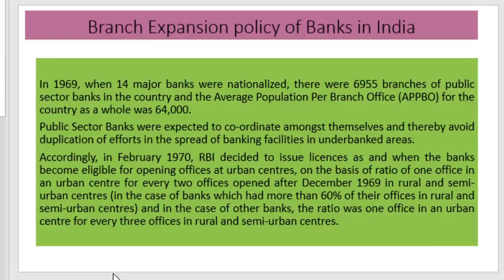As a result of this, public sector banks were expected to coordinate amongst themselves and thereby avoid duplication of their efforts in the spread of banking facilities in underbanked areas. And in 1970, RBI decided to issue licenses as and when a bank became eligible for opening offices at urban centers, on the basis of a ratio of one office in urban centers for every two offices opened after 1969 in rural and semi-urban areas. This is the policy they adopted in 1970.